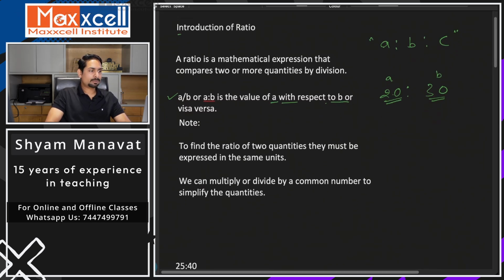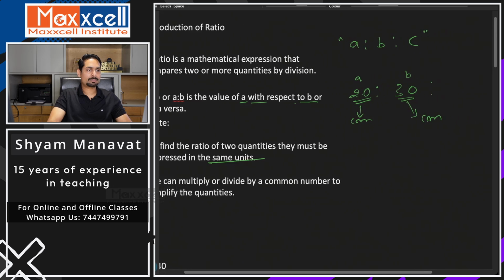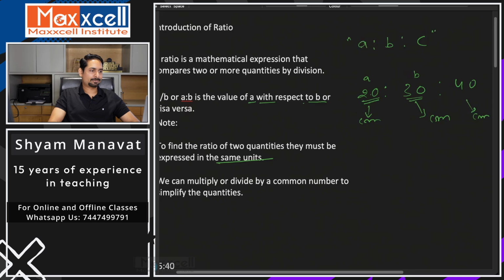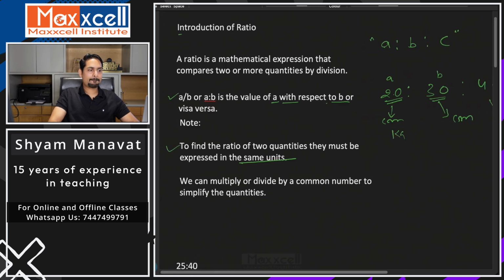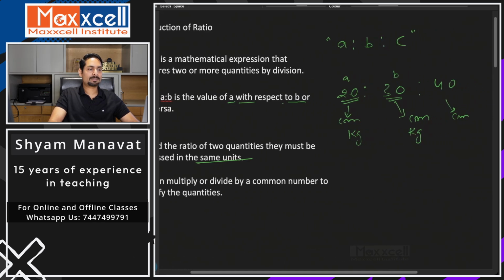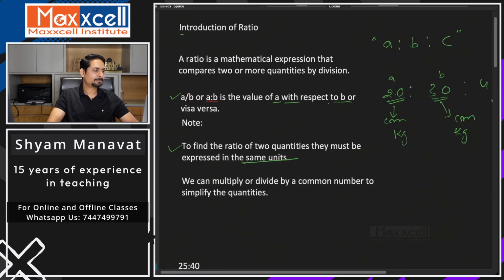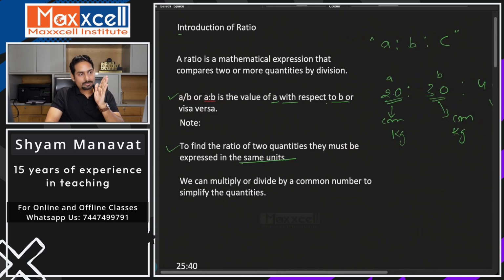Now to have two or more quantities in the ratio, we need to make sure that they are in the same units. That means if the first number is in centimeter, the second number should also be in centimeter. You can have third number also here 40 in centimeter, right? Okay, so units should be same. If it is kgs, the second should also be in kilogram and third should also be in kgs. So keep in mind, if you want to have the ratio of two or more quantities, make sure that they are in the same units.